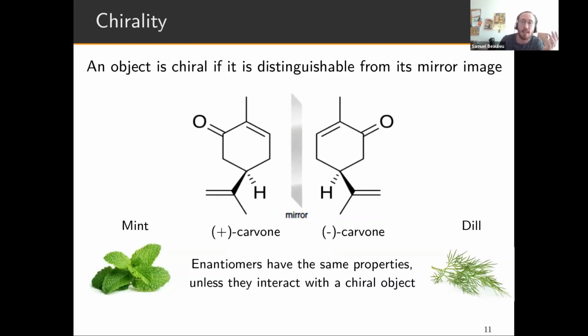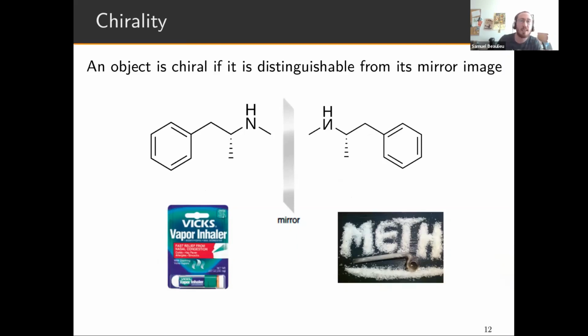We can tell easily if it's mint or dill. And here is another example of the chiral discrimination power of our body. If we inhale the enantiomer on your left, it will act like a nasal decongestant. So if you have a cold, you use this and it fixes it. And you can buy this at any drugstore.